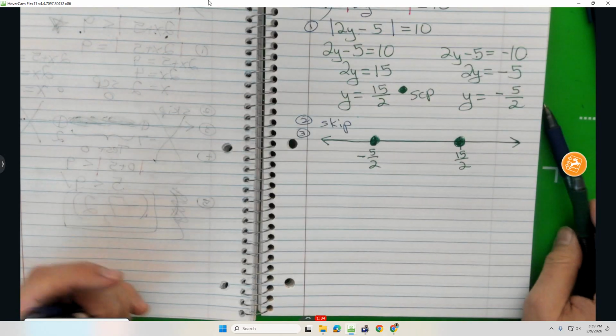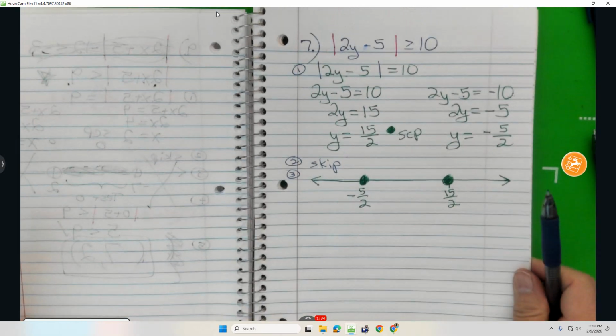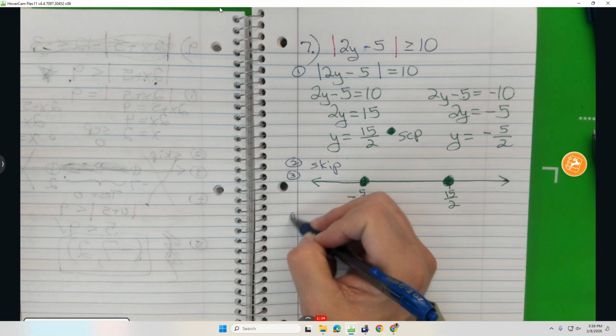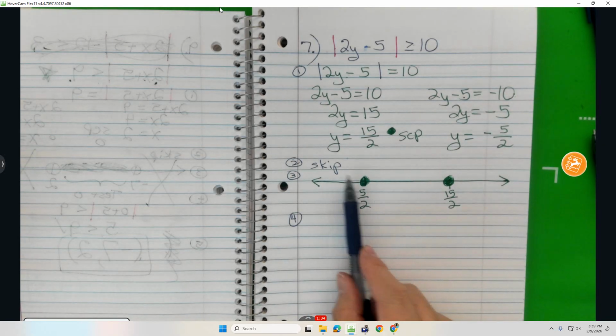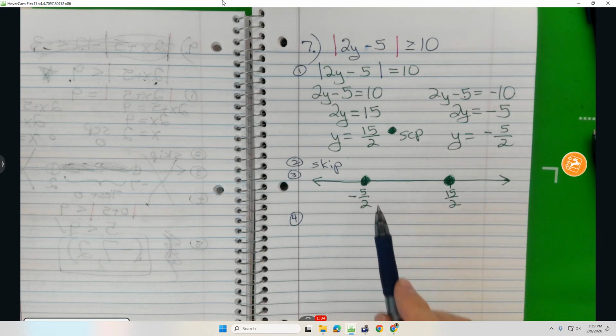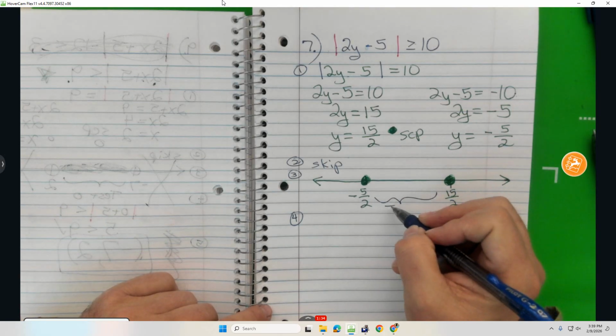Which number do you think I'm going to check? You said we only have to check one, so which one do you think I'll check? 0. Which interval contains 0? Interval 1, 2, or 3? 2. 0 is always between a negative and a positive. So we're going to test 0.